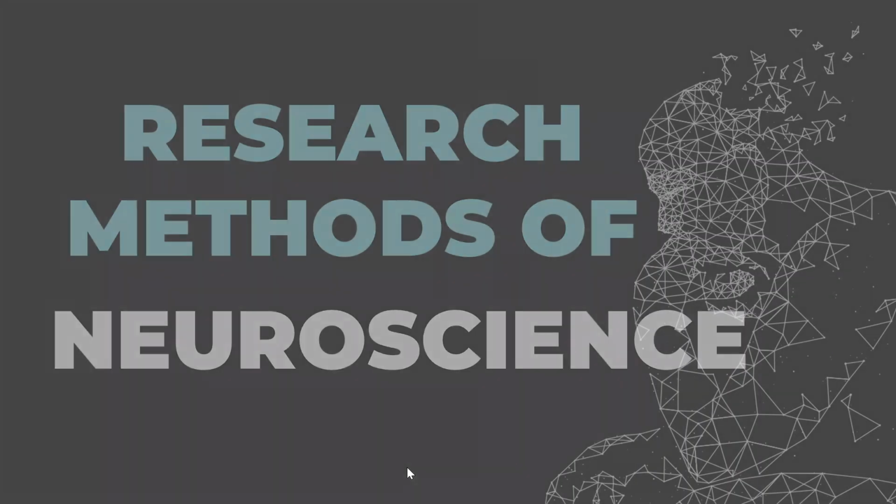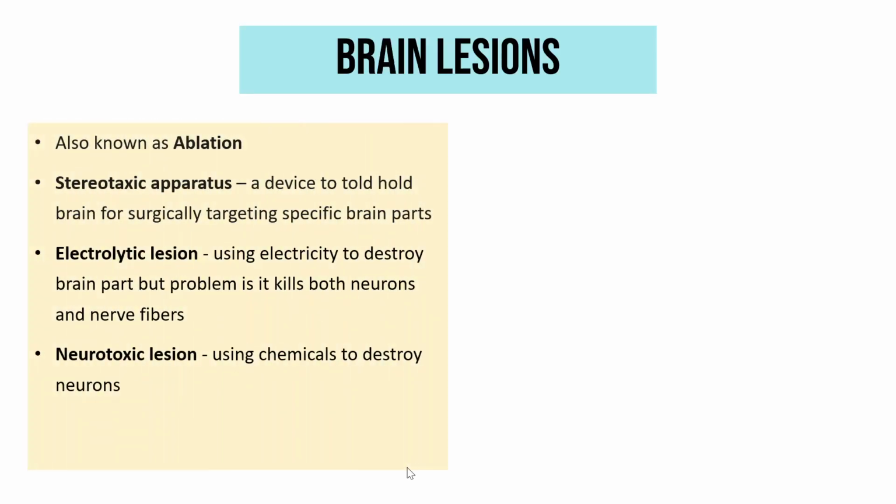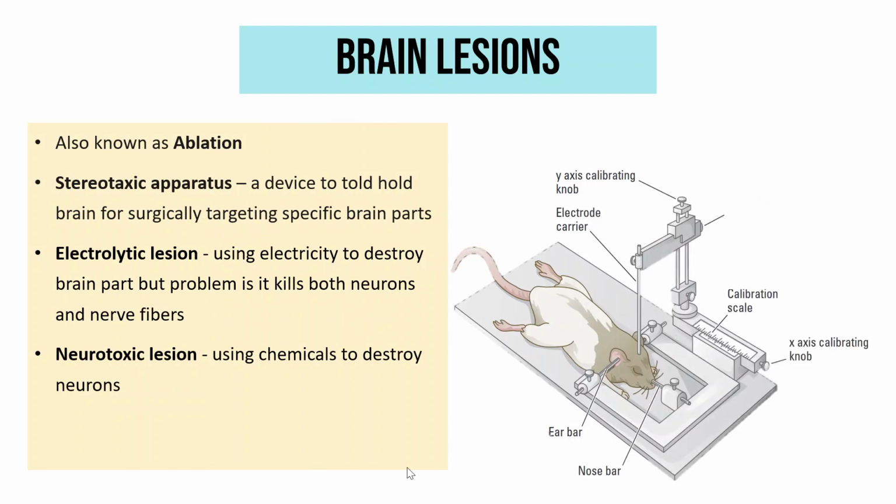Let's start with the simplest one, that is brain lesions. In the most basic terms, it is known as ablation, basically damaging a specific brain part to observe its effect on behavior. It can be done by surgically removing the brain part, by electrically destroying a brain part, or by use of chemicals to destroy neurons, and then observe what destruction of a specific part leads to.